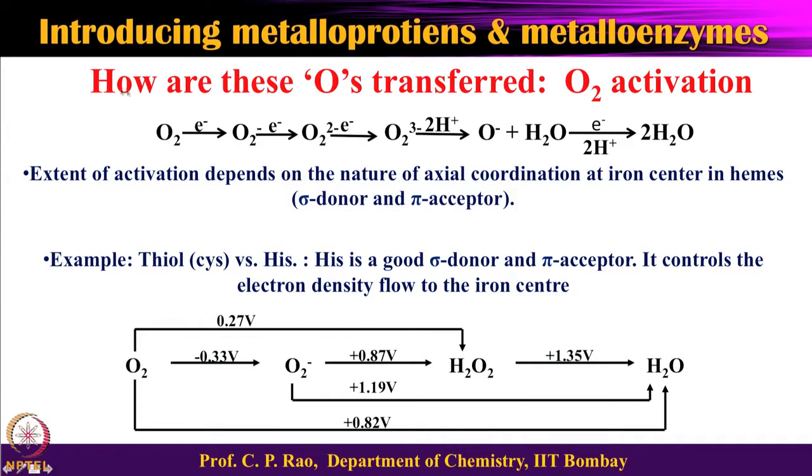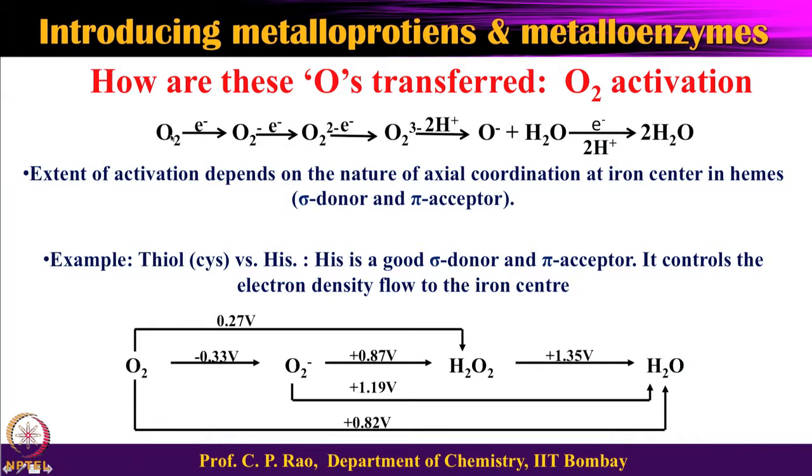So, for example, if you take the coordination we have seen earlier, you can have a thiol or you can have a histidine, etc. When you compare histidine versus thiol or cysteine, histidine is a good sigma donor and pi acceptor. So, it controls the electron density flow to the iron center. Therefore, nature is smart and arranges the requisite groups so that the potential shifts as per the requirement.